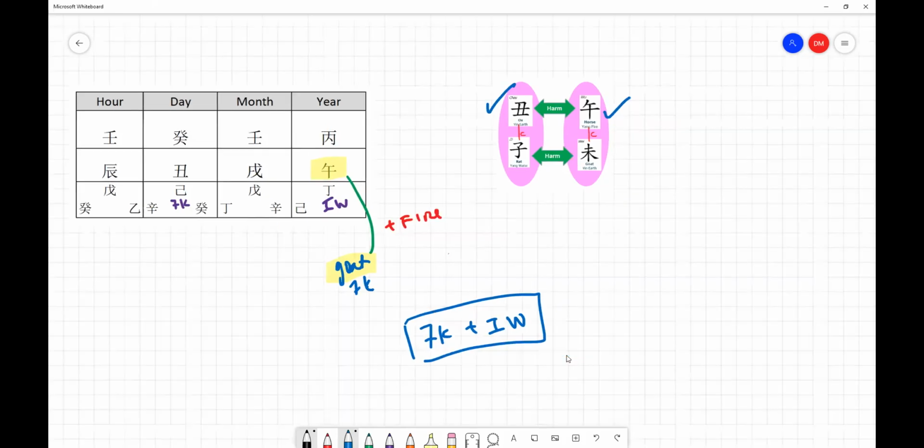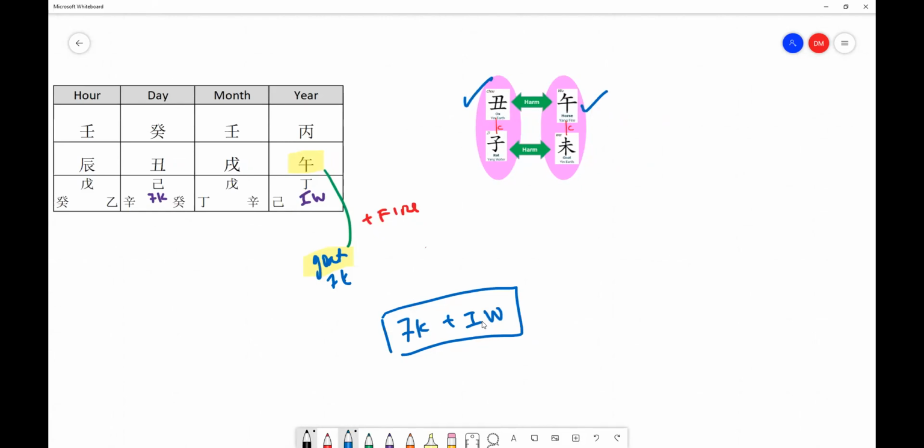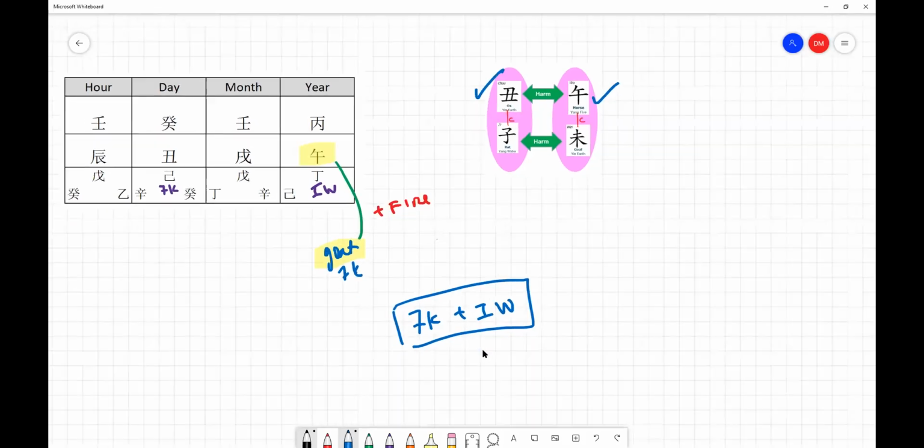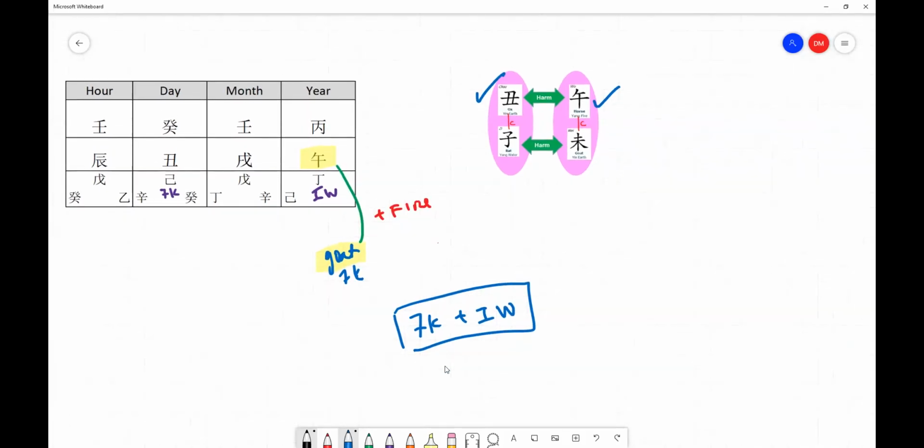Now indirect wealth, is it work or is it gambling? Money made from gambling or made from work? Gambling. Indirect wealth means money that you make without working for it. So therefore, speculation, gambling, profiteering, trading, investments. 7K is what? Adventure, courage, risk-taking. So risk-taking and making money.